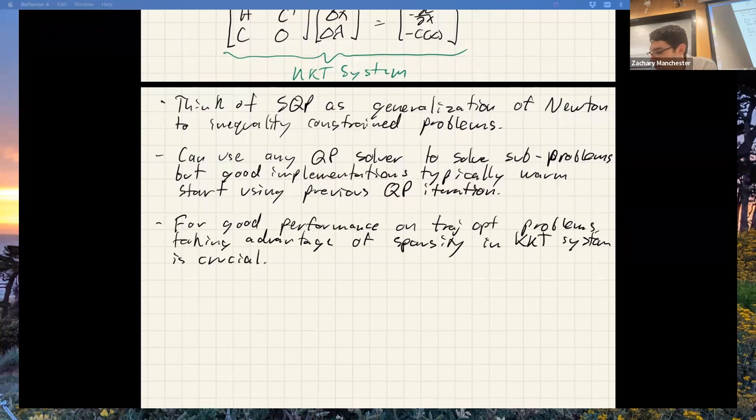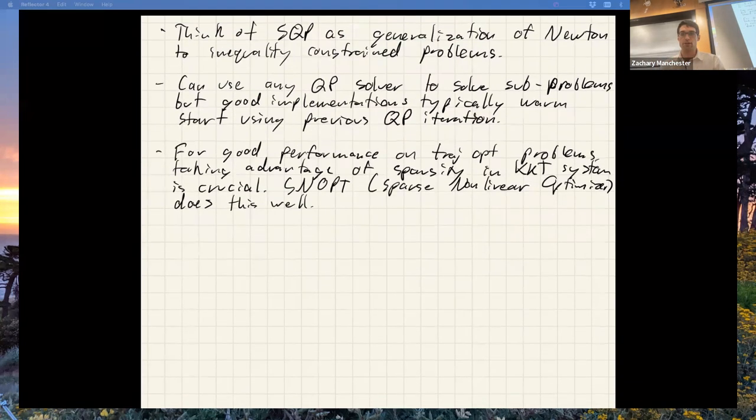So all these do a good job of this, or at least SNOPT and IPOPT both do smart things. SNOPT, which is a sparse nonlinear optimizer, does a good job of this and is one of the reasons it became very popular in earlier times on these kind of problems, and became kind of a de facto standard.